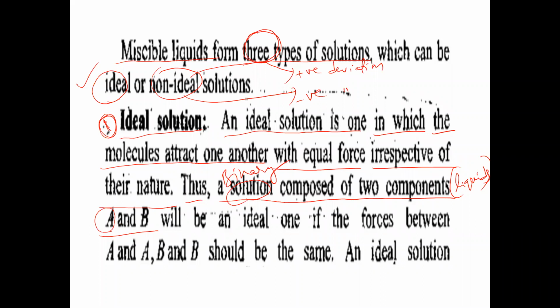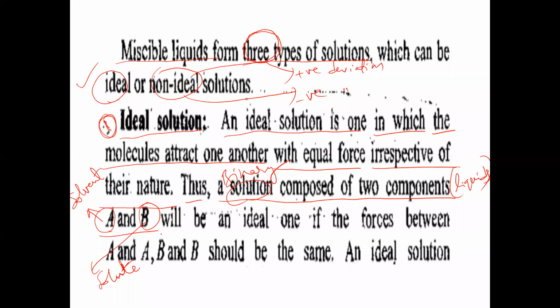A is one component, B is one component. In general, we take A as solvent and B as solute. We need not always take A as solvent, but generally we take A as solvent and B as solute. Both are liquids.